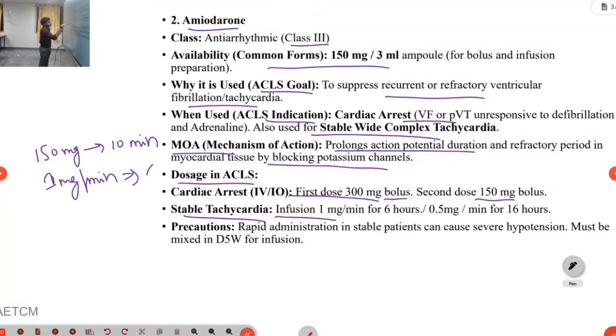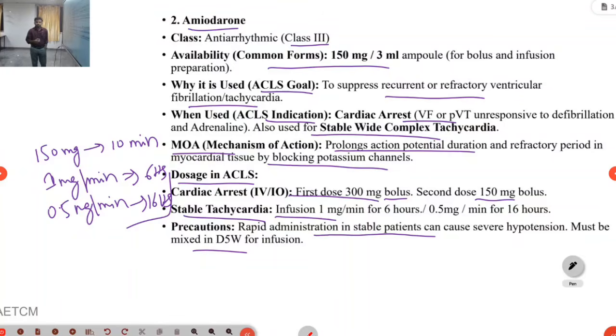for the next 6 hours, followed by 0.5 mg per minute for the next 16 hours. So this is the infusion dosage of amiodarone. The precautions we need to take: rapid administration in the case of stable patients can cause severe hypotension, and it must be mixed with dextrose water for the infusion. So make sure that you give it slowly, as sometimes it may cause hypotension.